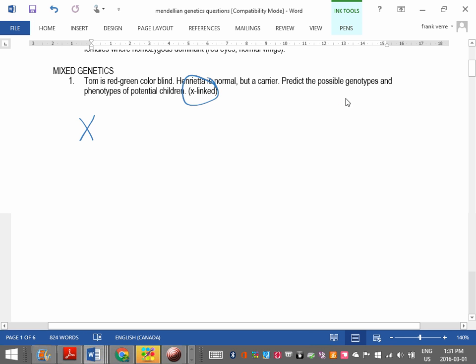So I'm going to do this. The big C is normal. So I'll say that's normal. And the little c is recessive, which means affected. And remember, a female needs two of them to be affected, and a male only needs one. It's the only one X chromosome.